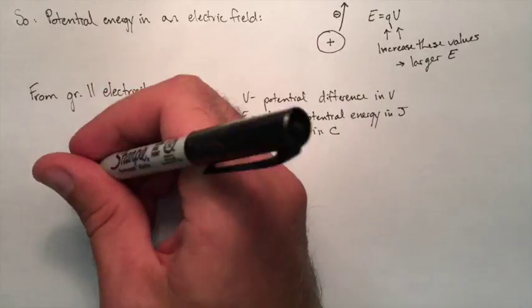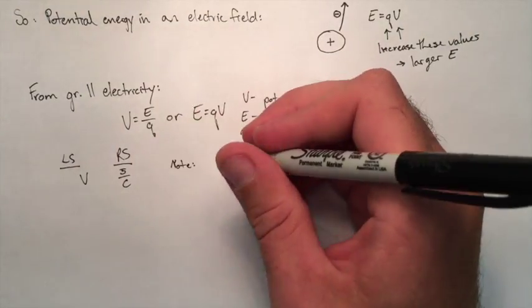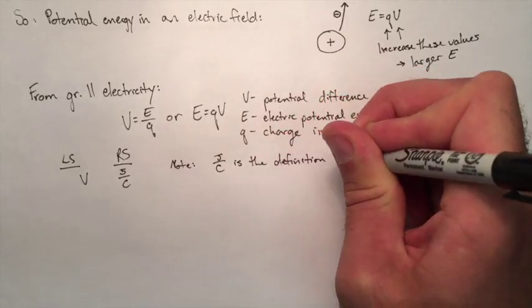If we look at the units here, the left side is in volts, the right side is in joules per coulomb, but here we have to remember that a volt is defined as a joule per coulomb. So left side does equal right side.